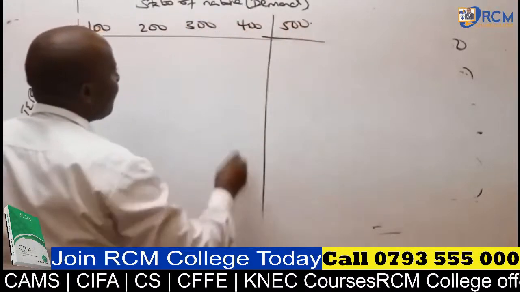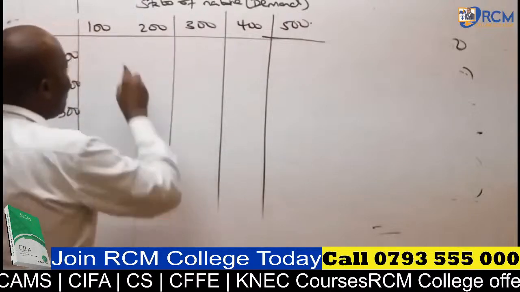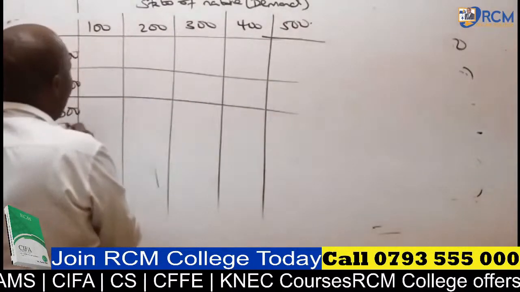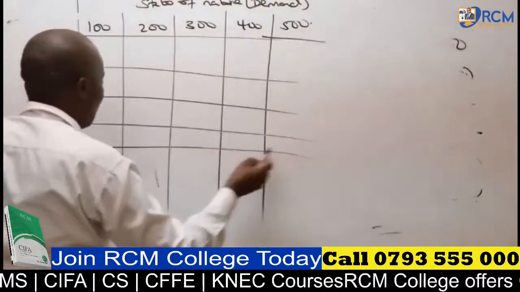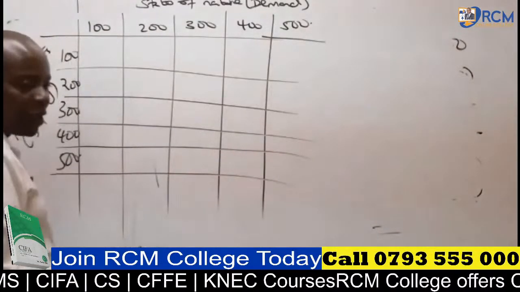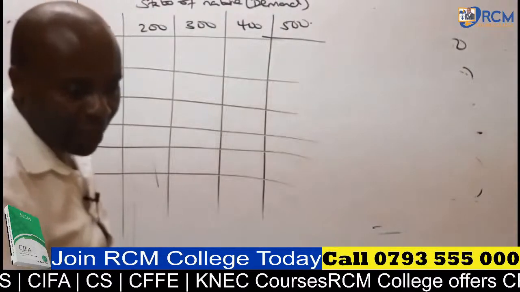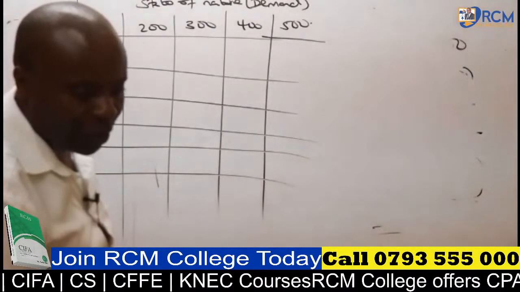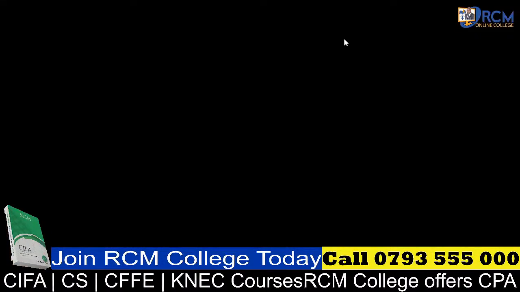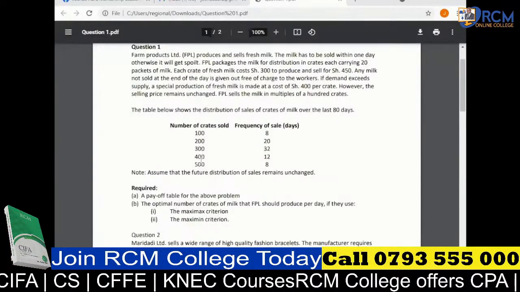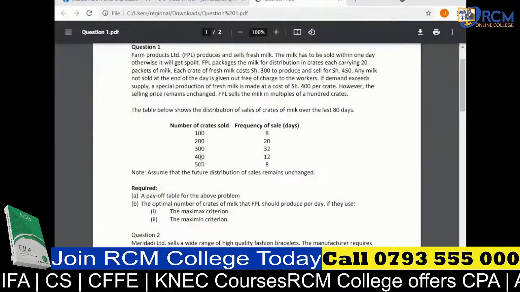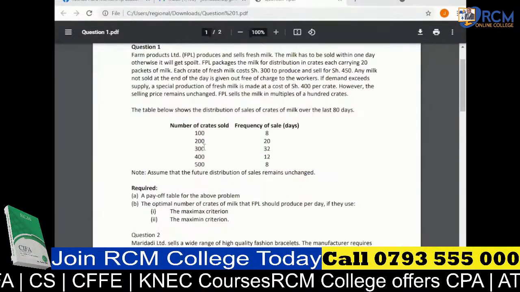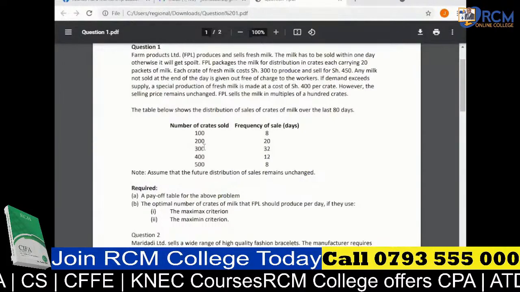So, ladies and gentlemen, what we're going to do is to fill our cells. Where did I get this 100, 200, 300, 400, all the way up to 500? I got them from here. In this particular question that you have on your WhatsApp, they have told us the number of crates sold, from 100 to 500. These are the ones I've worked around to get the supply and the demand.